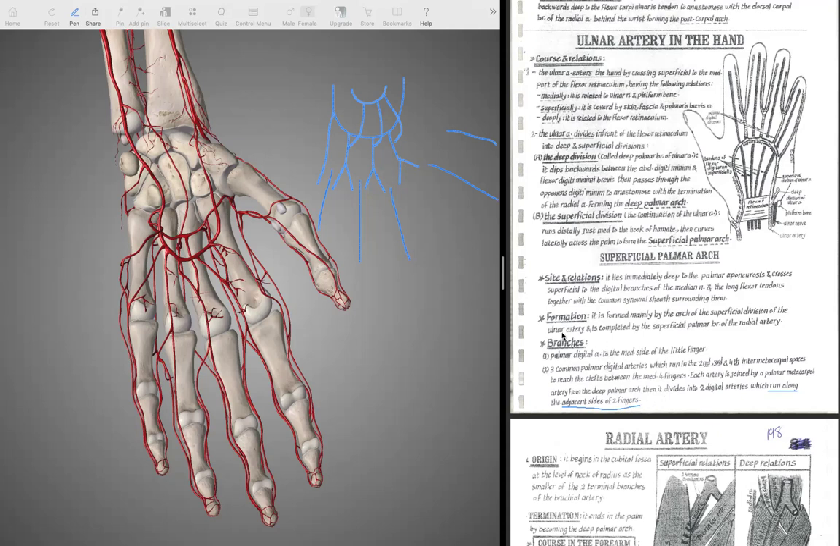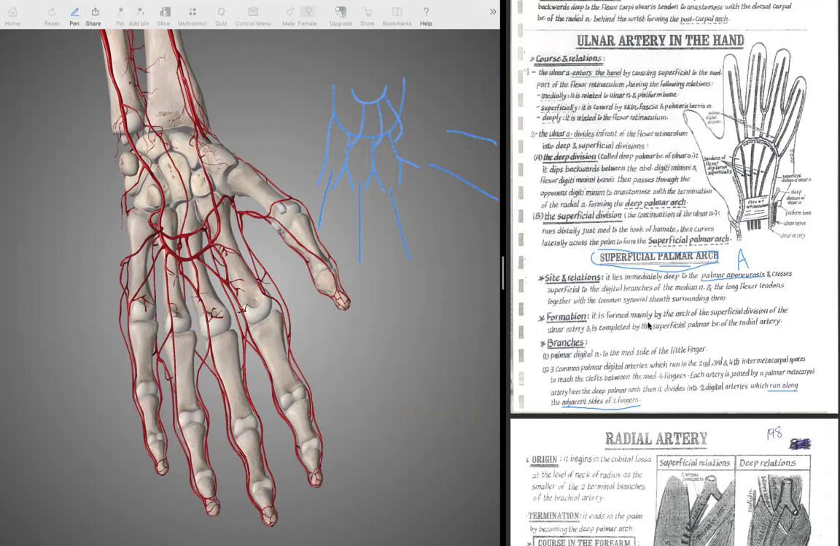Yes. So again, superficial palmar arch. Okay. Superficial palmar arch. It's superficial and it's on the palm. Okay. And it's an artery. They are not veins. So they give supply to the fingers. Okay. Now, what we want to know about it, very important things. It lies deep to the palmar aponeurosis.